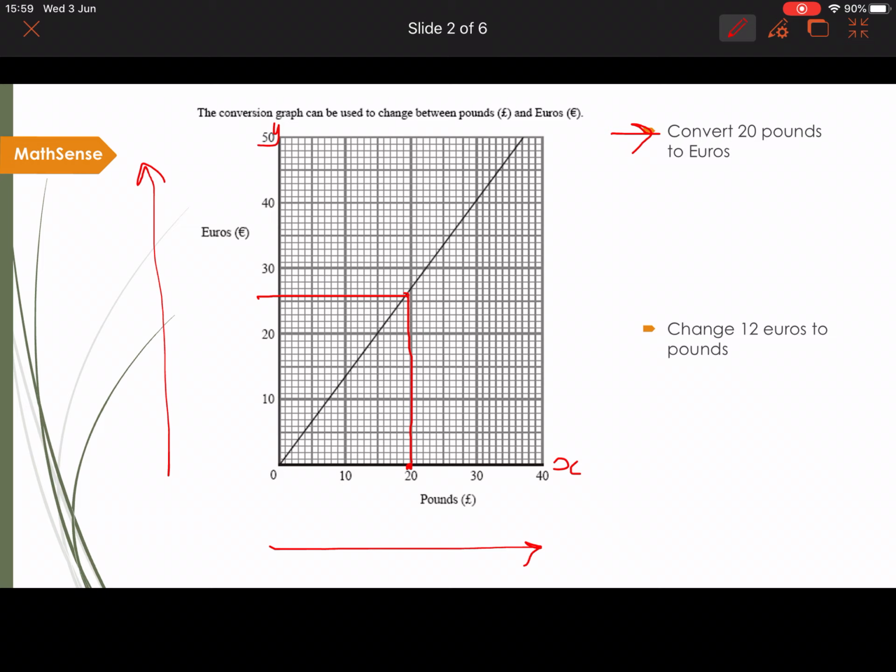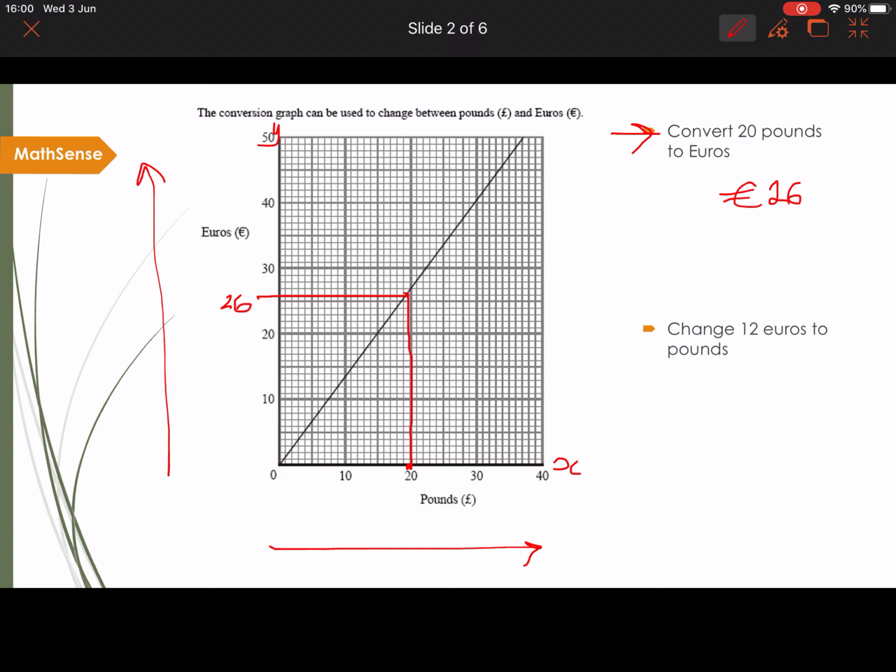So I can see that this is about halfway between 20 and 30. And if I count all of the little boxes between 20 and 30, I can see there are 10 of them. That means that every box represents 1, as the difference between 20 and 30 is 10, and the boxes between 20 and 30 is also 10. So that tells me that where I have drawn my line is about 26. So now I can say that £20 is the same as 26 euros.